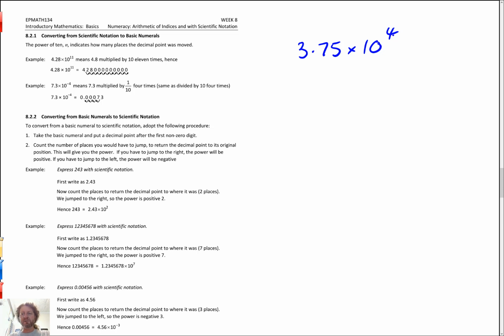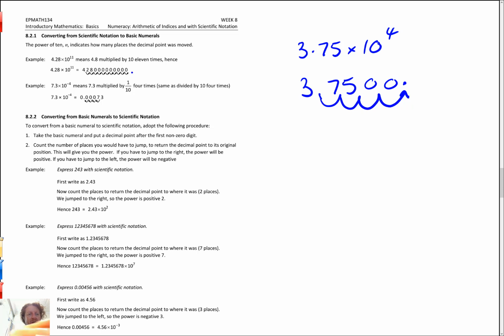But I like to think of it as just 4 moves bigger. Each time it got times by 10, the decimal point moved one spot. So if I had a 3.75, I'll just stick some zeros here. 1, 2, 3, 4 moves bigger. That number was really 37,500. This one, this exaggerating one, 4.28 by 10 to the 11, well that means move the decimal point 11 times bigger. That's why I went all the way back to here.